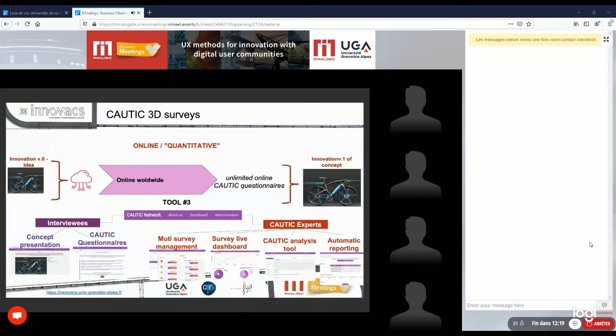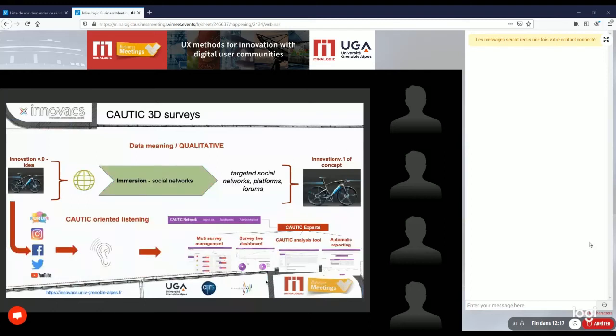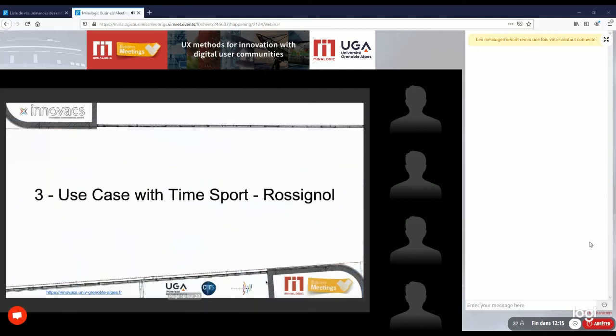Okay, and sorry, I'm going to go fast on the use case we had in 2019 with E-Road, the road bike company owned by the Rossignol brand.